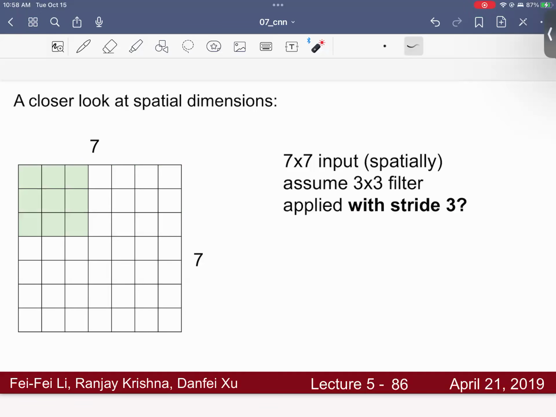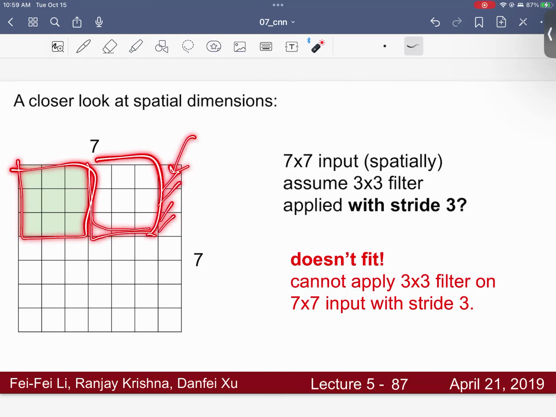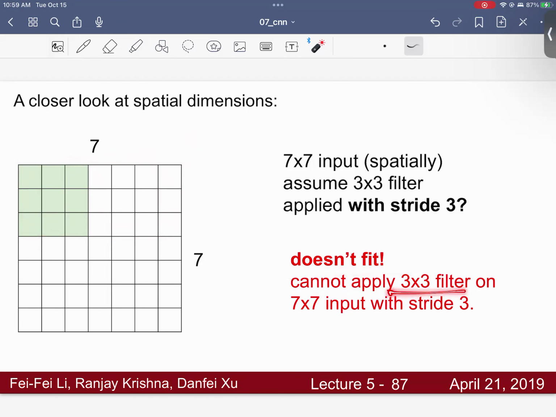how many times can you move? 1 and 2, and not 3. It doesn't fit. You can't move 3 times. There is a space left. With stride 2 you cover this much and this much, and you're not covering this, so you're missing this information, which doesn't work. So you cannot apply a 3 by 3 filter on a 7 by 7 input with stride 3. So there's a bit of a problem.